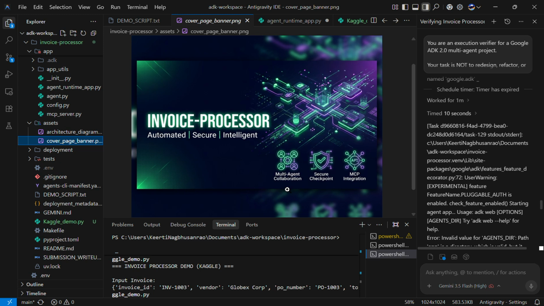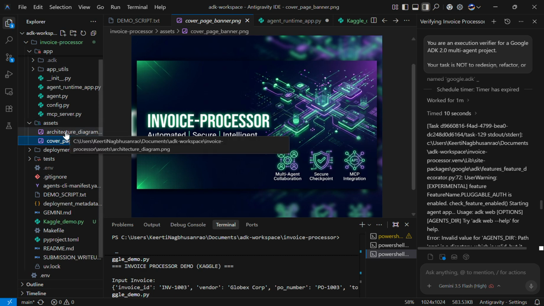So why did I choose AI agents? This problem cannot be solved reliably with a single LLM prompt. Invoice processing involves multiple independent responsibilities like security filtering, data extraction, policy verification, and human approval for financial risk. That's why this project uses a multi-agent architecture where each agent has a single well-defined role. This makes the system safer, auditable, and production ready. Next, I will be walking you through my architecture.